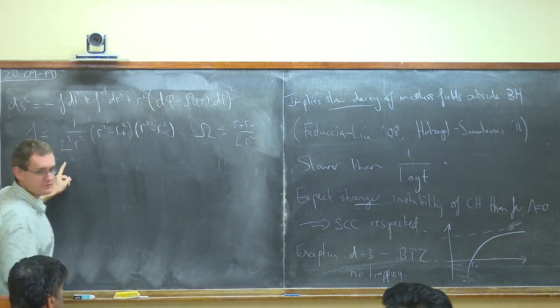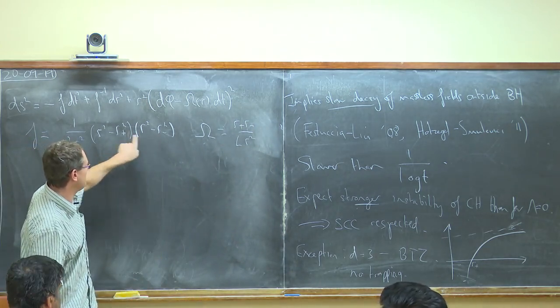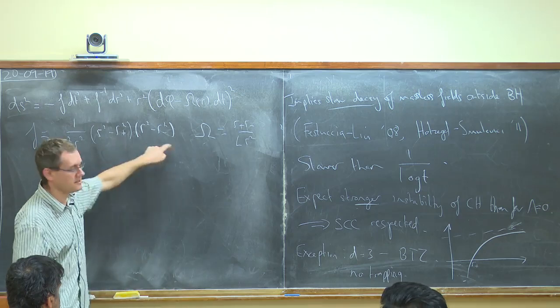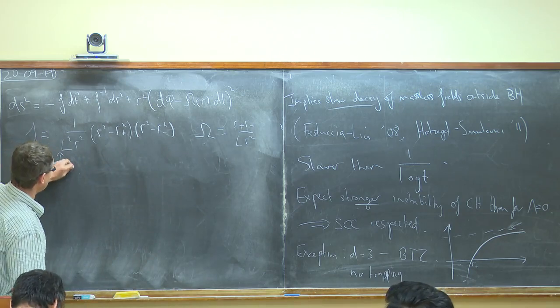Okay, so again, L here is the AdS length. This is a rotating BTZ black hole. It has an inner horizon and an outer horizon whose radii are r plus and r minus as usual. And this is the AdS length.